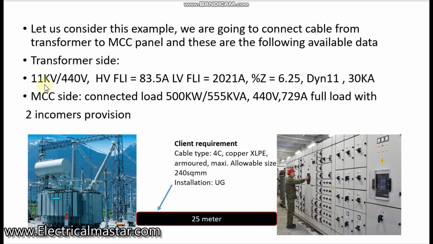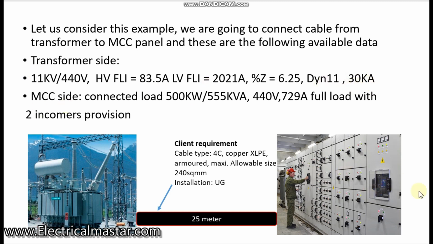If you look at the transformer details, it's 11 kV by 440 volt. The transformer full load current is 83.5 amps on the primary side and 2021 amps on the secondary side, percentage Z equal to 6.25, vector group Dyn11, and the short circuit capacity of the transformer is 30 kilo amps.